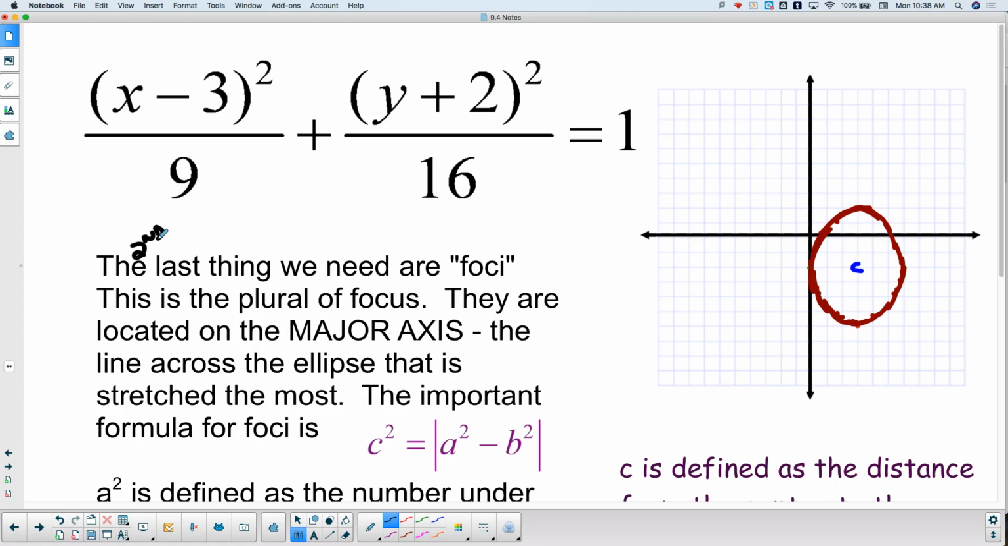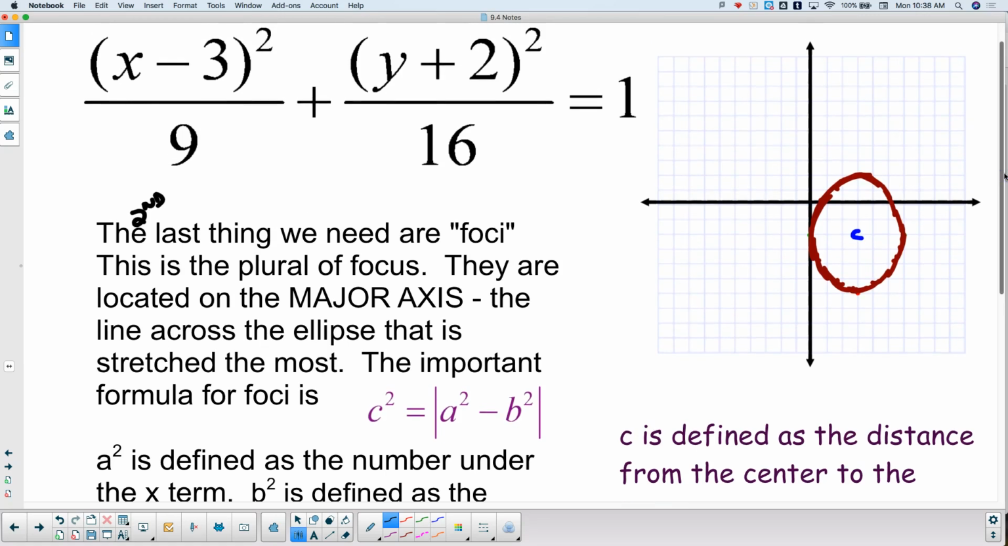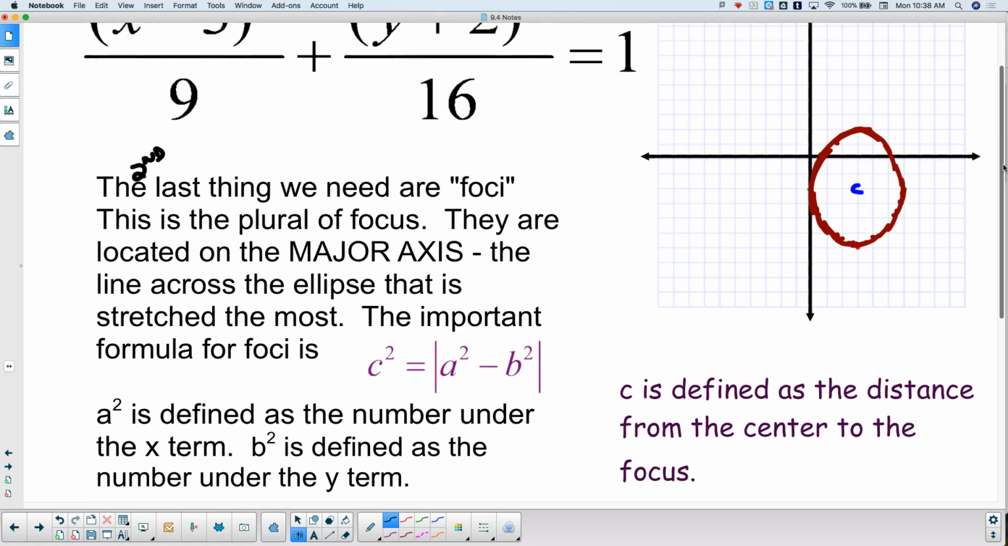The most important formula that we have for the foci is c squared is equal to the absolute value of a squared minus b squared. A squared is always the number underneath the x term. B squared is always the number underneath the y squared term. So that's why it's the absolute value, because in this case, 9 minus 16 is negative 7. So we have to absolute value that to make it nice and pretty.